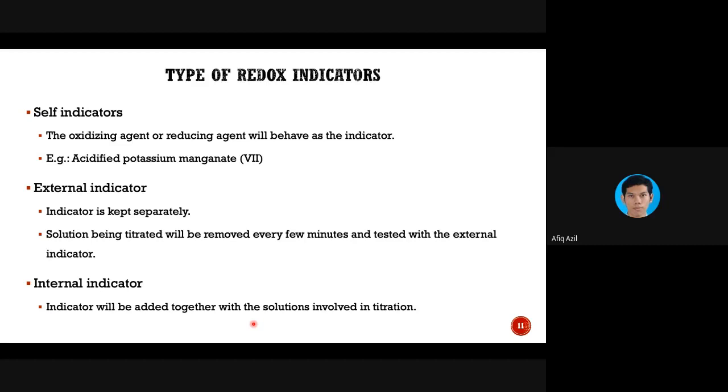So the method that is preferred would be self-indicators or could be internal, because in external you have to take out just a little bit basically from the test solution itself in order for you to check. Because with these two, you don't need to stop the titration. You can just keep on going until it reaches the equivalence point or the end point.